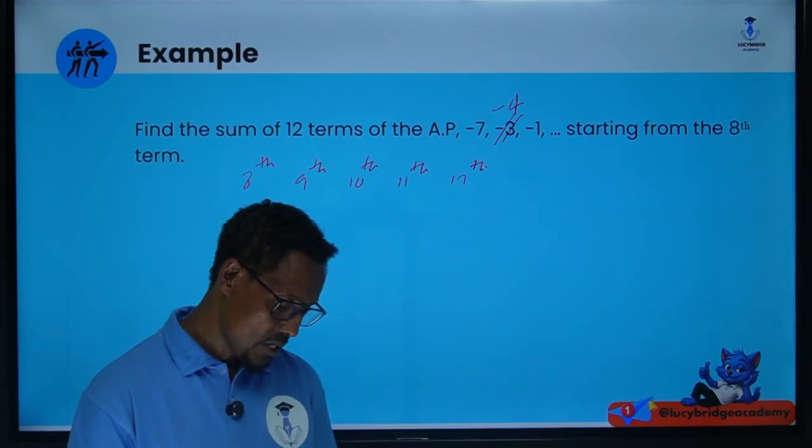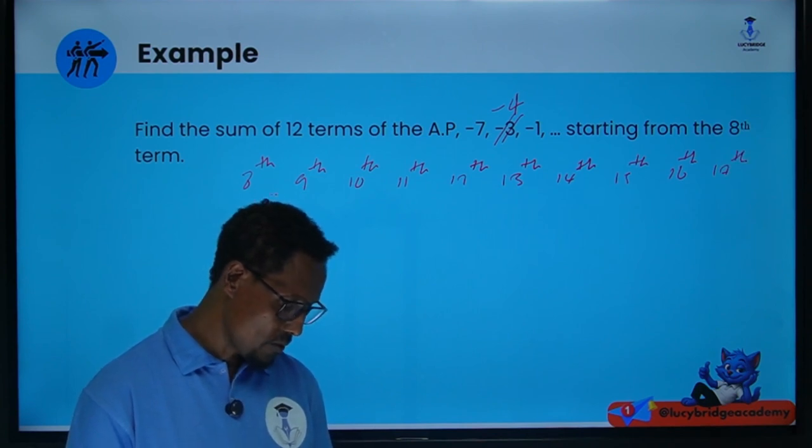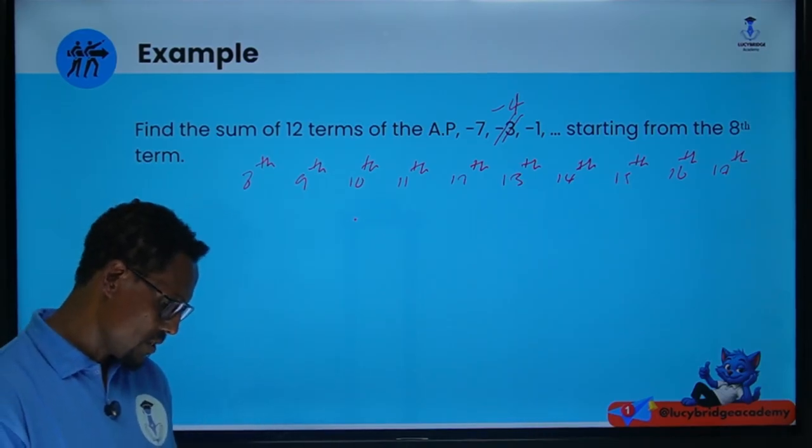12, 13, 14, 15, 16, 17 — how many should there be? There should be 12: 1 2 3 4 5 6 7 8 9 10, 18, 19.